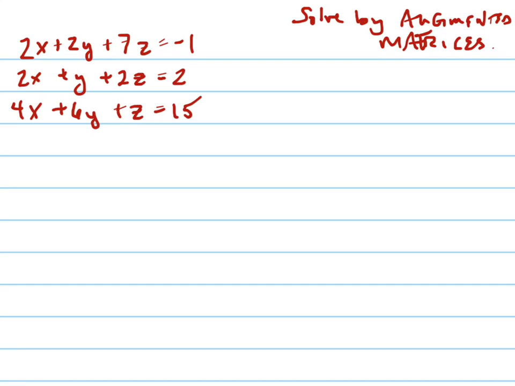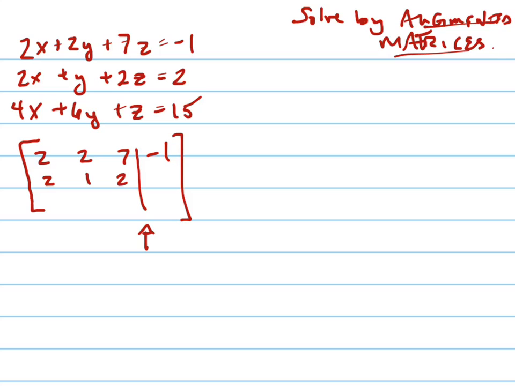Here's a system of 3 by 3 equations, 3 equations and 3 variables, and they want us to solve it by augmented matrices. Sometimes they'll call this reduced row echelon form. Basically what you're doing is converting this into an augmented matrix by pulling out all of the coefficients. It's called augmented because of that little bar right there.